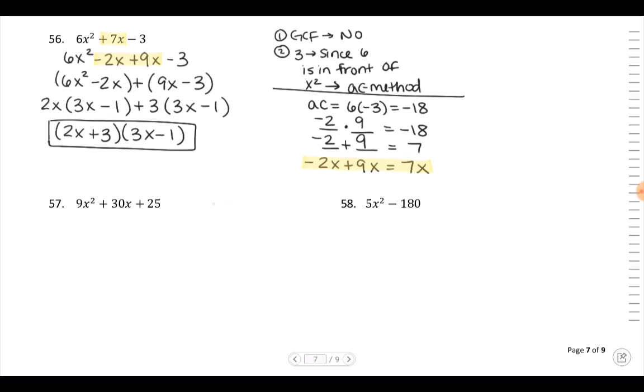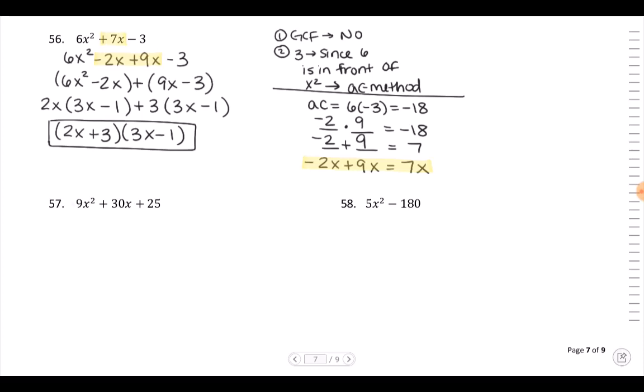Okay, now I've got a number in front of x squared. So on the last question I said, all right, since 6 is in front of x squared, we should use the AC method. What I did not mention there is, because 6 is not a perfect square and it's in front of x squared, right? You should do AC method.